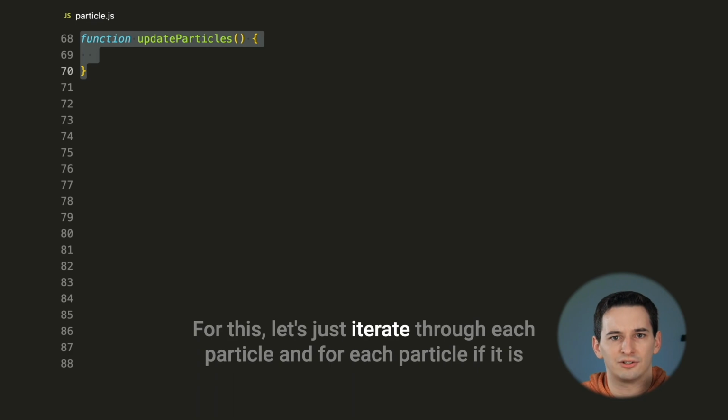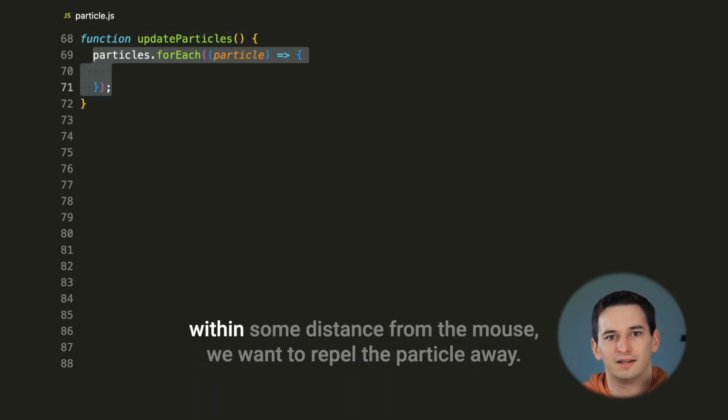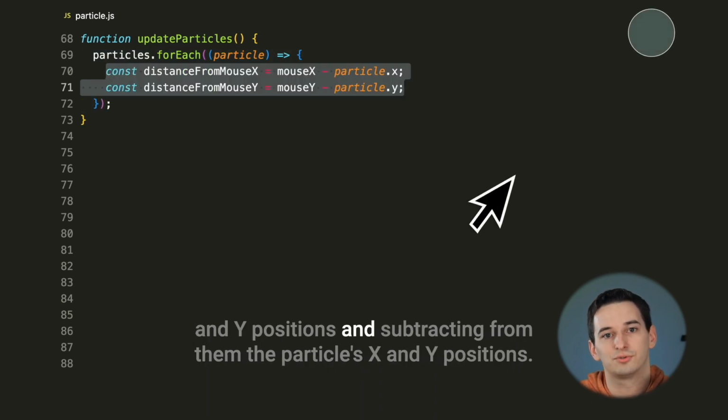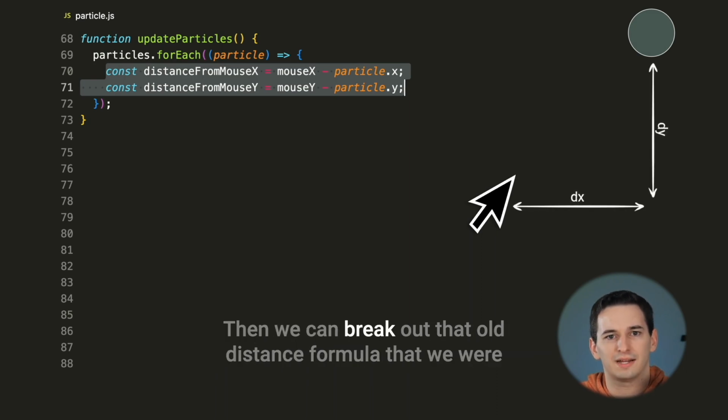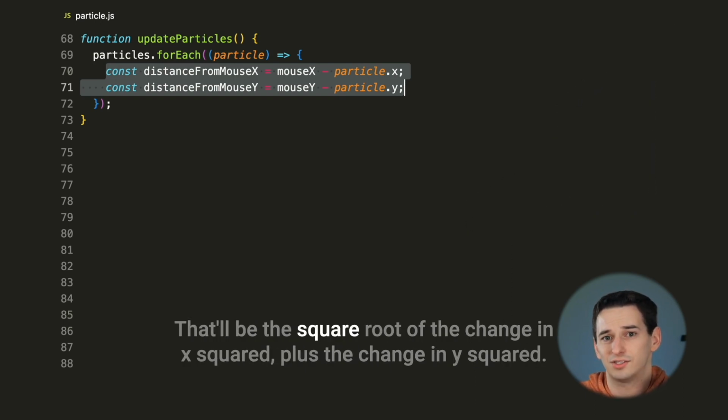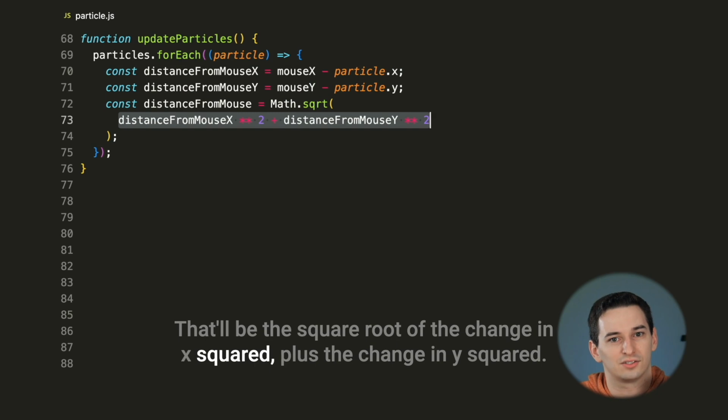For this, let's just iterate through each particle. And for each particle, if it is within some distance from the mouse, we want to repel the particle away. We can calculate the distance from the mouse by simply taking the mouse's x and y positions and subtracting from them the particle's x and y positions. Then we can break out that old distance formula that we were all forced to learn in school and we thought we'd never use again. That'll be the square root of the change in x squared plus the change in y squared.